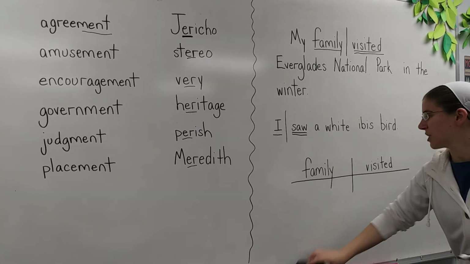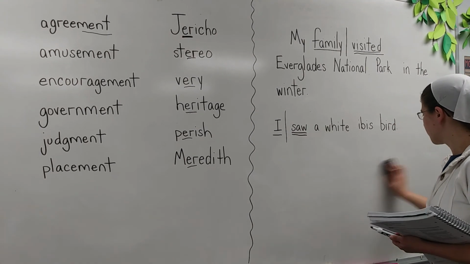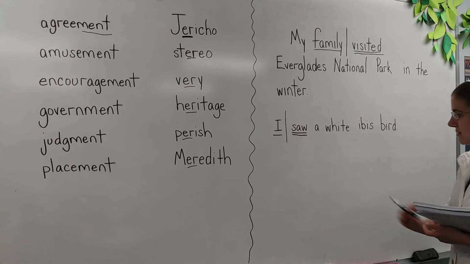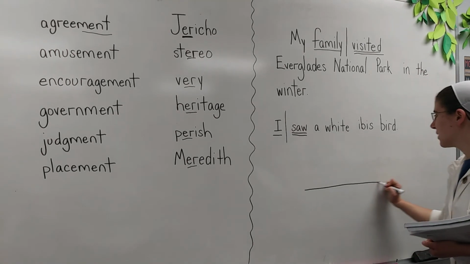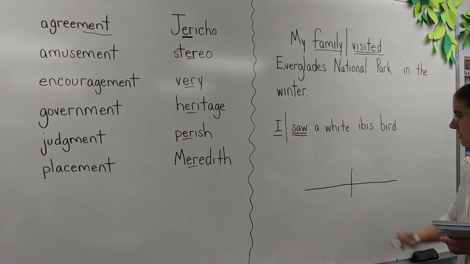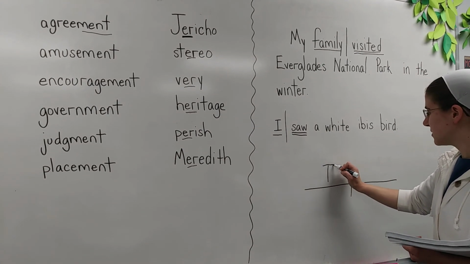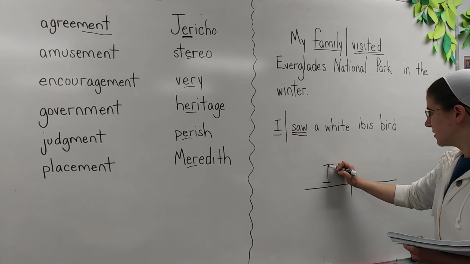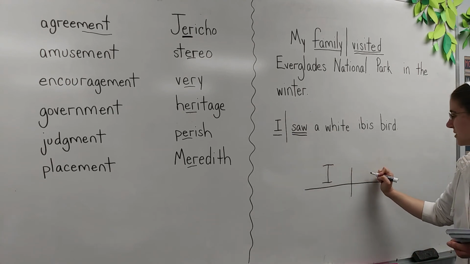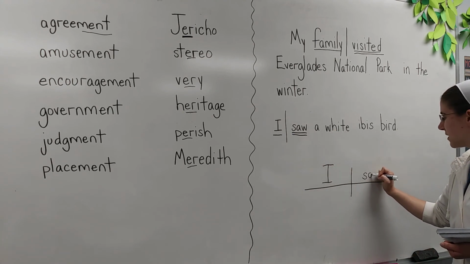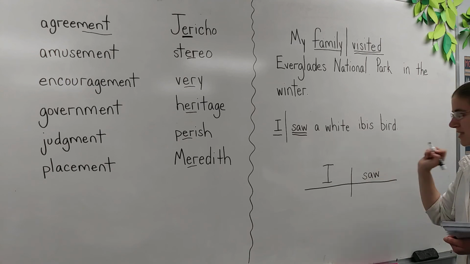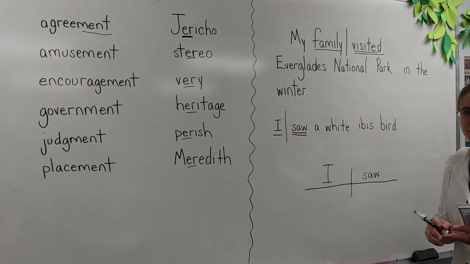Let's do one more. I saw a white ibis bird. My subject noun goes on the left side of my house, and my verb goes on the right side of my house. And that is diagramming sentences.